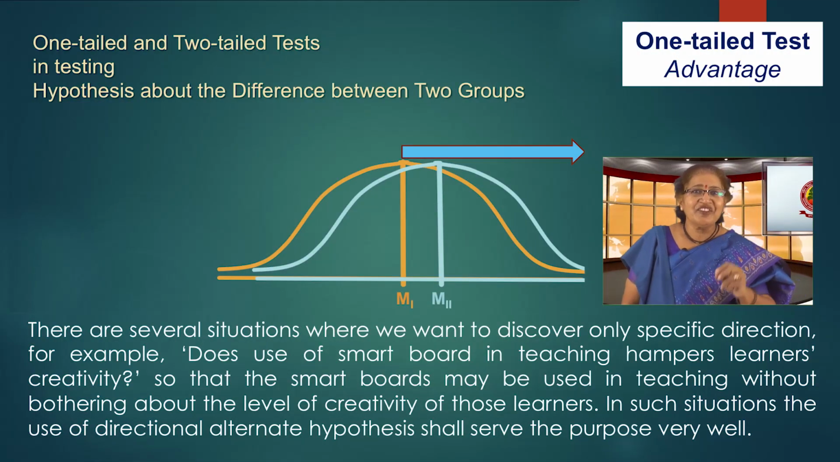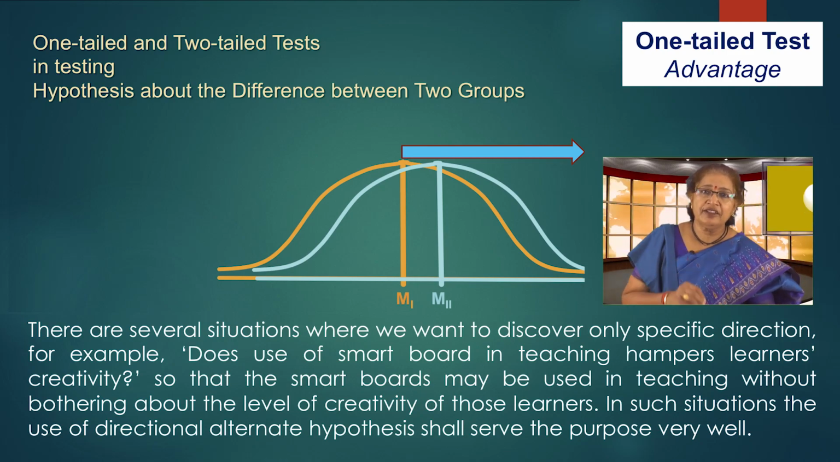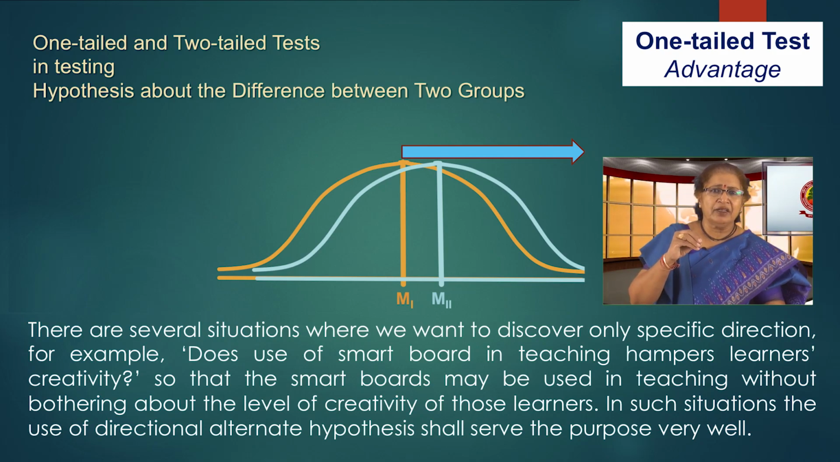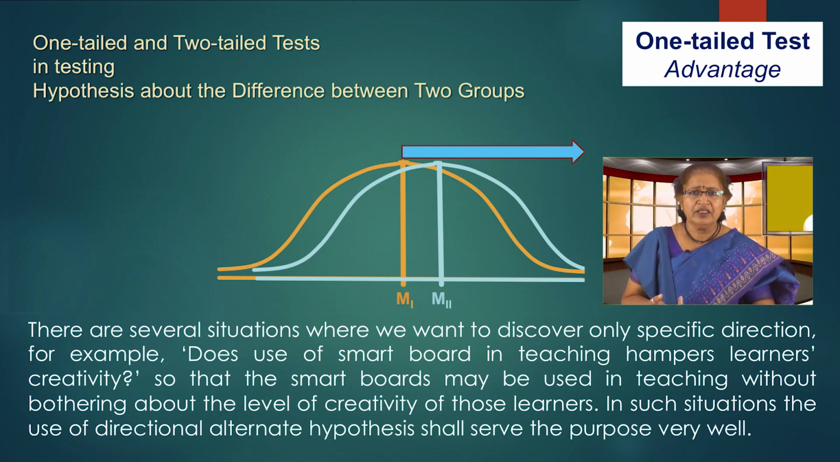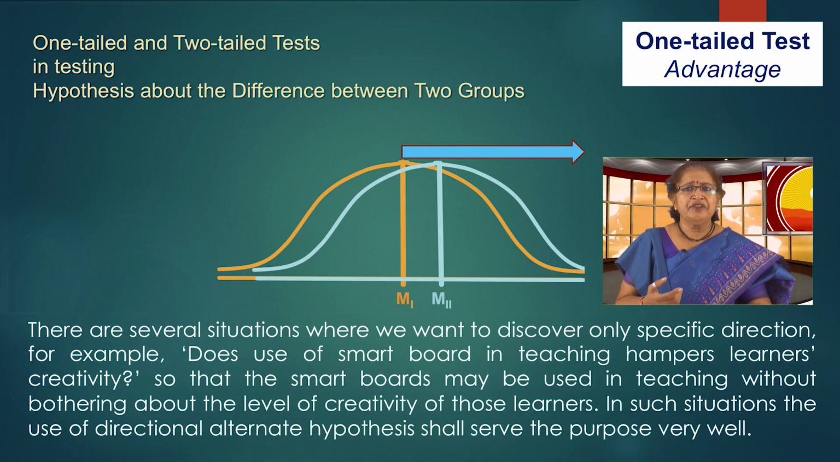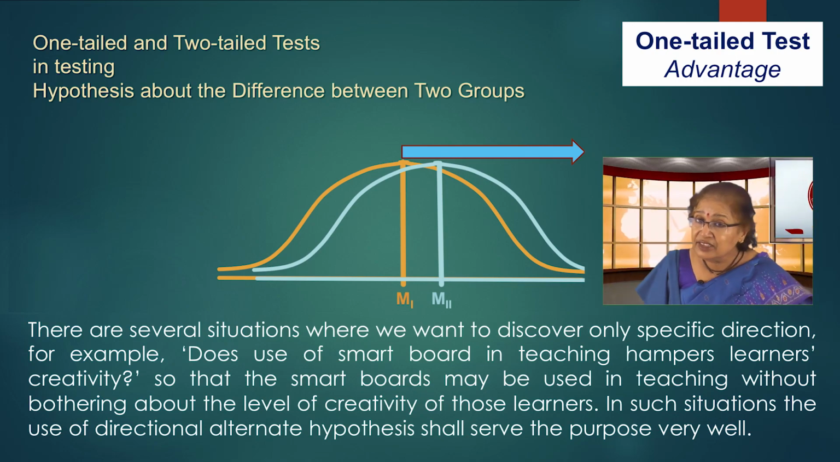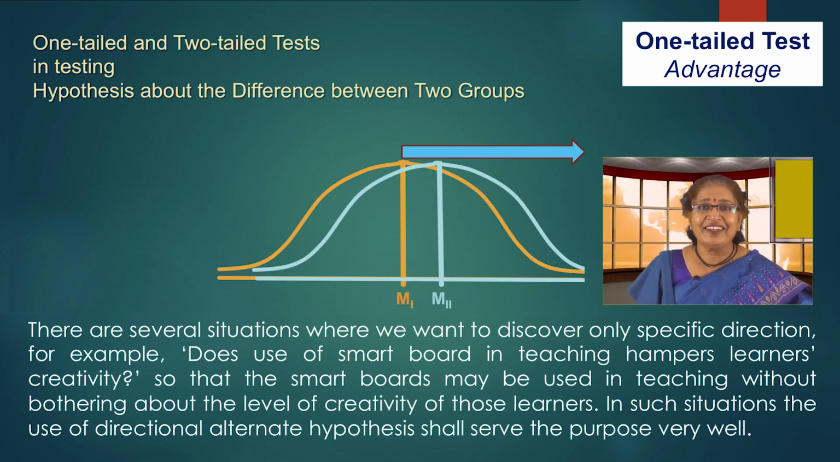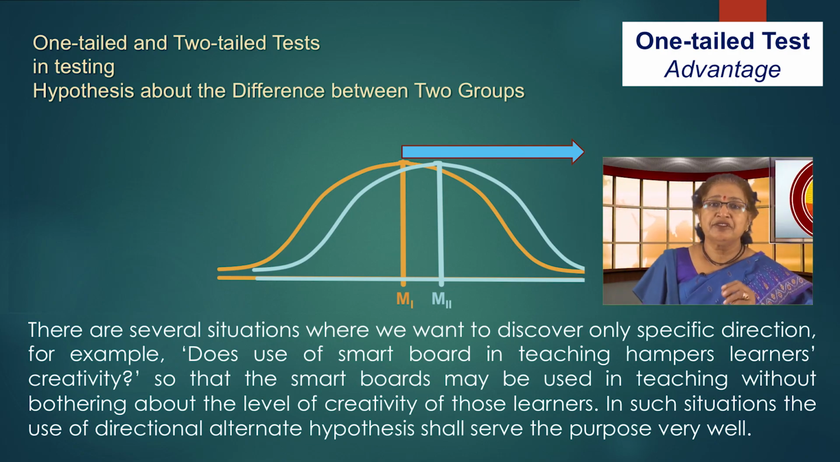Yes, you are right in most of the cases, but there are several situations where we want to discover only a specific direction. For example, does the use of a smart board in teaching hamper learners' creativity? So that the smart board may be used in teaching without bothering about the level of creativity. In such a situation, the use of a directional alternate hypothesis shall serve the purpose very well.